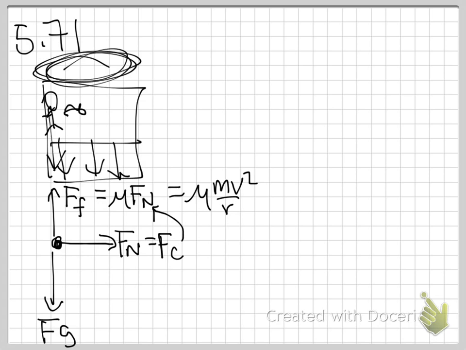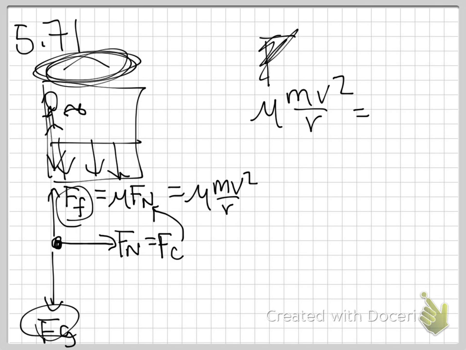So forces are balanced, so Ff and Fg are balanced. So I'm not even going to write Ff. I'm going to write mu m v squared over r equals mg. And they give you the radius.